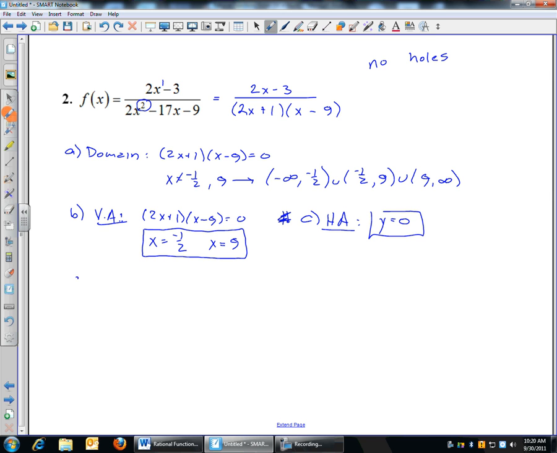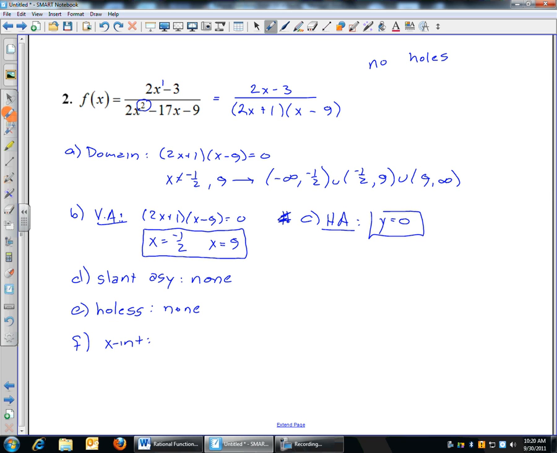Slant asymptote only occurs when the top degree is 1 more than the bottom. So again, we have no slant asymptote this time, only when the top degree is 1 more than the bottom. E was holes, but we already know there are no holes because nothing canceled. Two S's for holes, that's okay. There are no holes either. So I think all we have left is x-intercepts and y-intercepts.